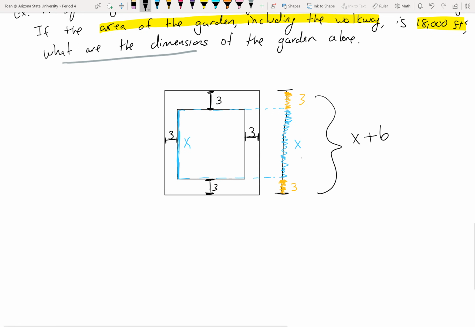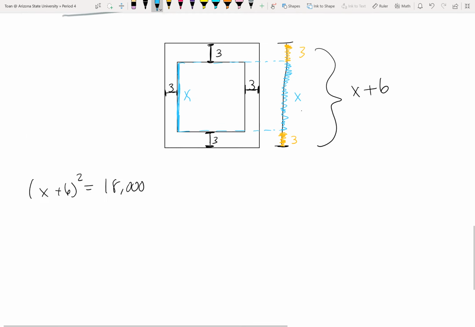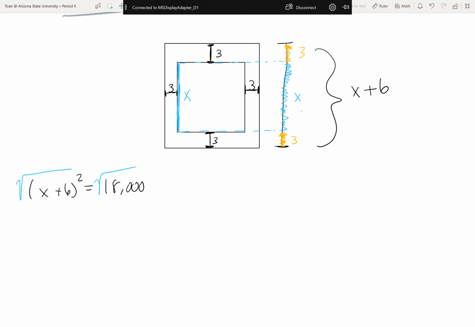So then, use well-known formulas. Oh, I know the area of a square is side squared. I have my side, x plus 6. So, x plus 6 squared has to be the area that they gave us, 18,000. And what do you know? It's a quadratic equation. Go ahead and solve it. This one here, we only have one variable, so you don't have to do anything fancy. Just take the square root of both sides. X, go away you.